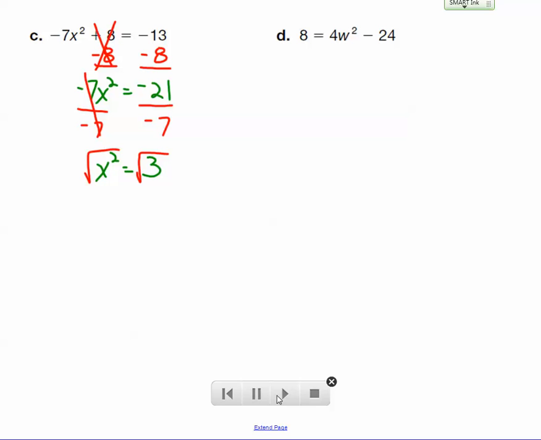And that'll give us x equals plus or minus, and what's the square root of 3? The square root of 3. So plus or minus the square root of 3.